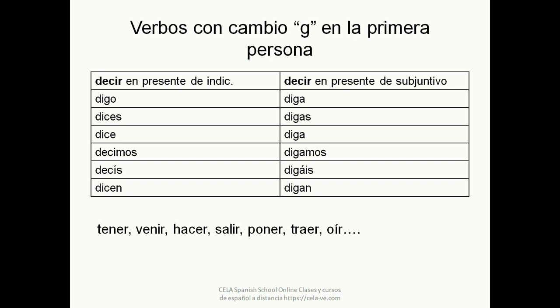Other common verbs with this irregularity are tener, venir, hacer, salir, poner, traer, oír.